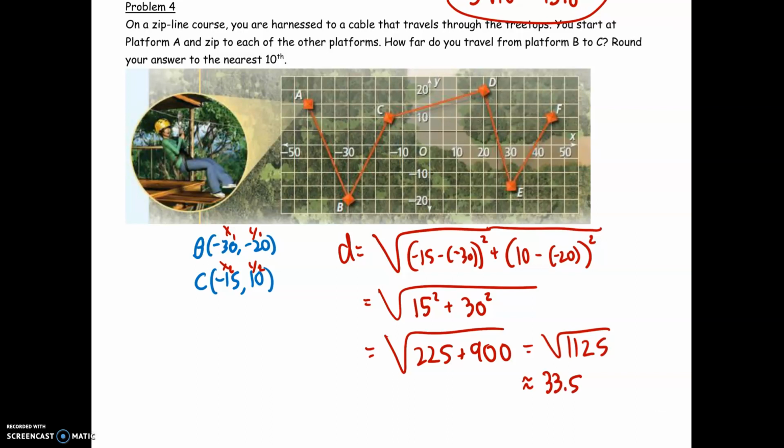33.54, and then we round that down. It doesn't give us any units here, so I'm just going to say that's 33.5 in general, whatever kind of units they started with. But again, as long as we're careful about keeping the x's together and the y's together, with the distance formula, just make sure you're able to simplify that all right.